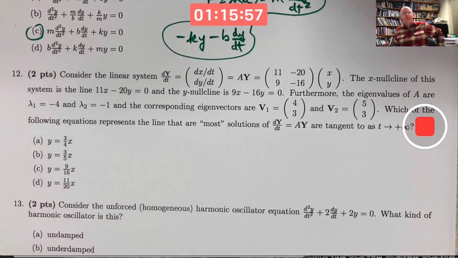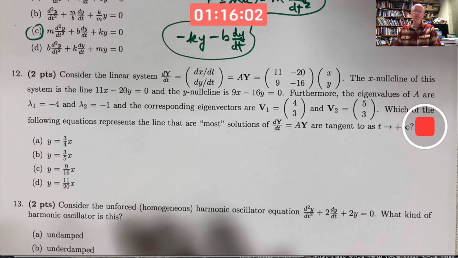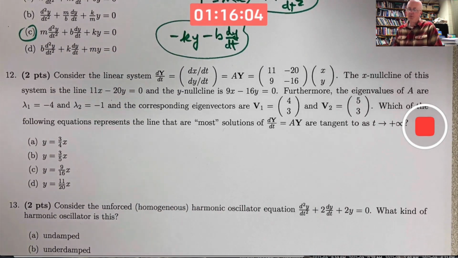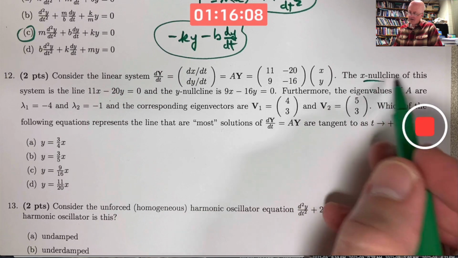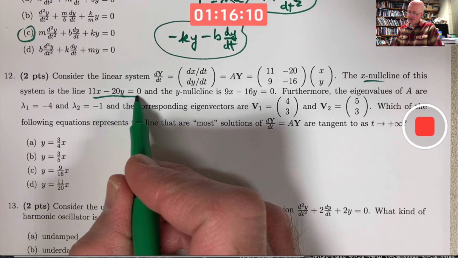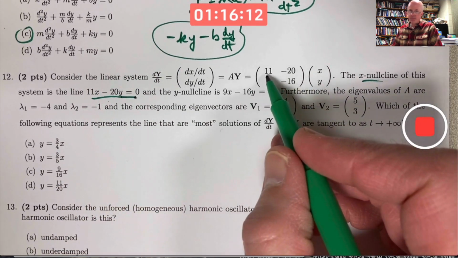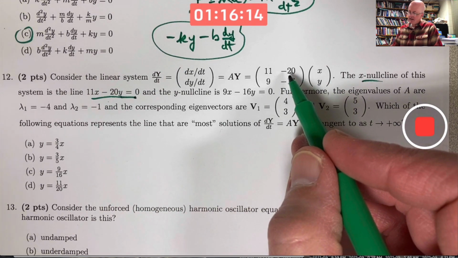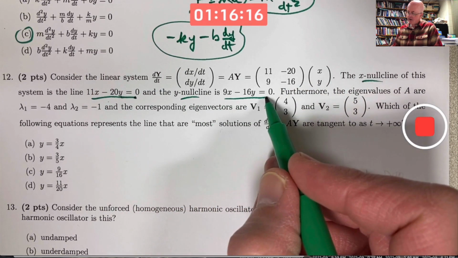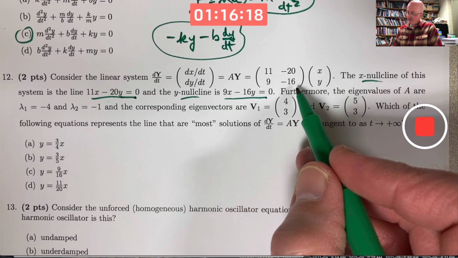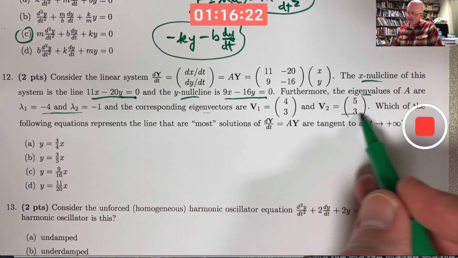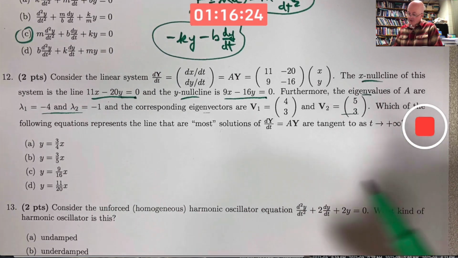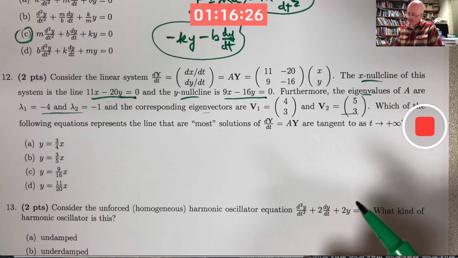12 is related to another comment from a little while ago on the problem with the phase portrait that I drew. Got a linear system, x nullcline, 11x minus 20y equals 0. That comes from the first row of the matrix. Y nullcline is 9x minus 16y equals 0. That comes from the second row. Eigenvalues are both negative. Corresponding eigenvectors are these. The origin is going to be a sink, non-spiral sink.